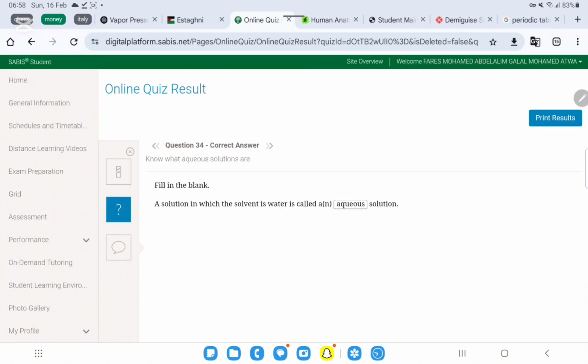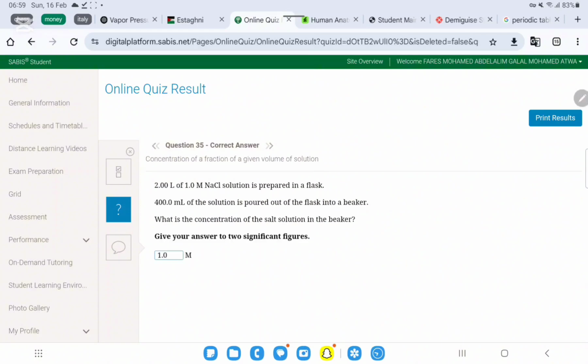Again, here they want the definition of an aqueous solution. Any aqueous solution is just a solution where the solvent is water. The only thing different about it and any other solution is that the solvent is water. So when the solvent is water, it's an aqueous solution.